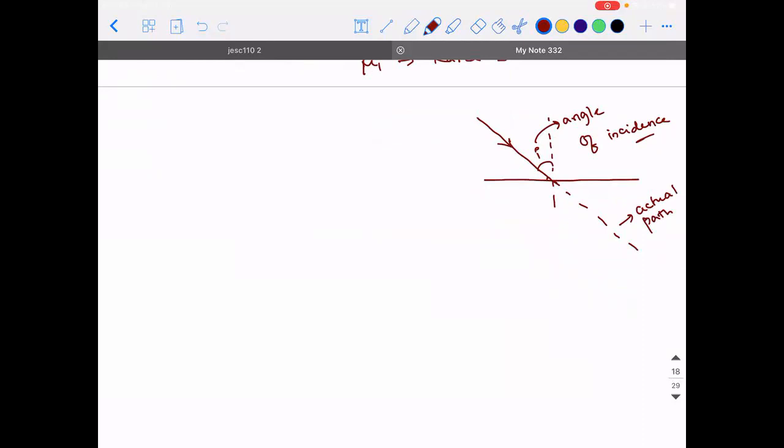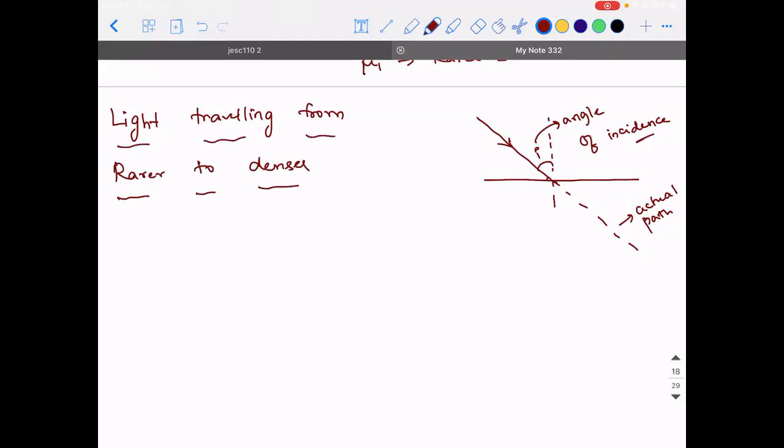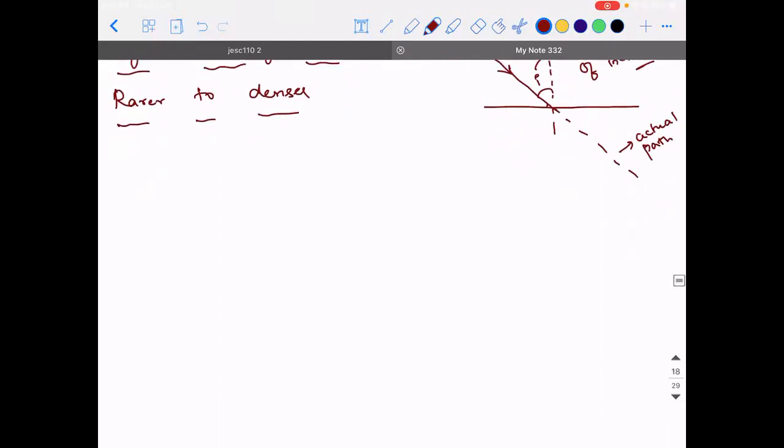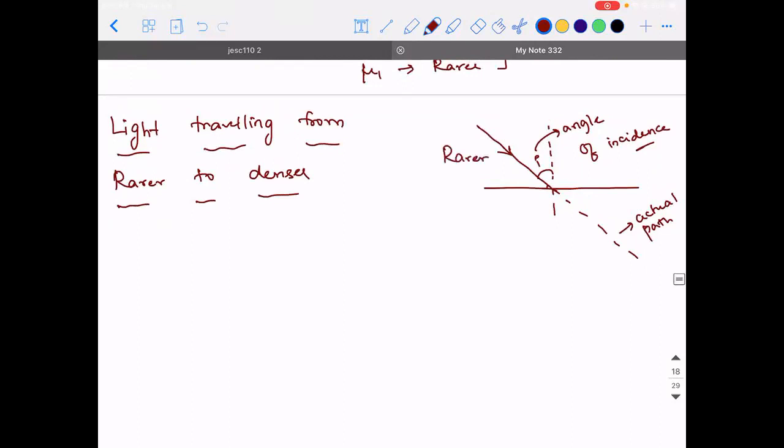Okay. Now, light traveling from rarer to denser. See, all the logic that I'm going to explain now will not be there in the textbook. So concentrate, guys. Suppose if I call this as the rarer medium, if I call this as the denser medium, then mu1, mu2. What is the relation between mu1 and mu2? Mu1 is less than mu2. First point to be noted. Let me call this as equation number 1.